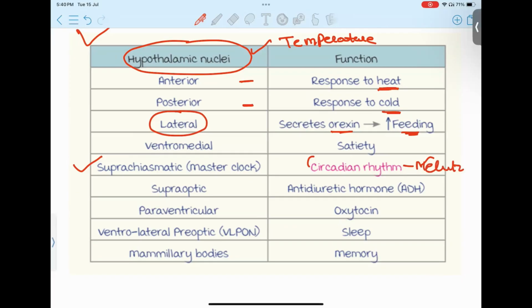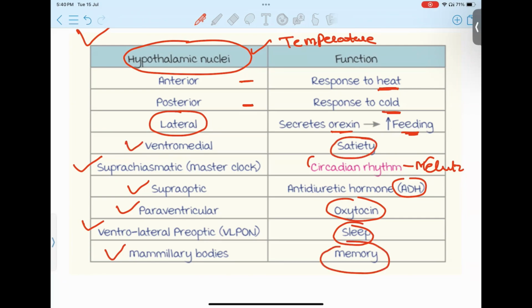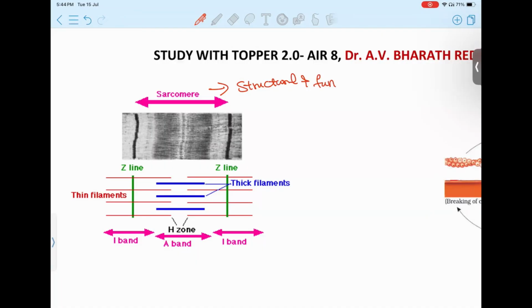Next, for the supraoptic one, this is for the ADH, antidiuretic hormone. And the paraventricular type, that is for your oxytocin. The ventrolateral preoptic for your sleep, and the mammillary bodies for the memory. And the ventromedial for the satiety. So these two are less commonly asked, but these all are previously asked questions only. This is the basic structural and the functional unit.